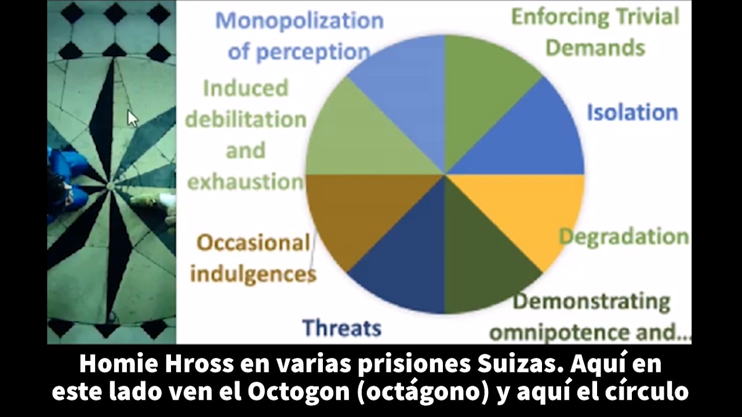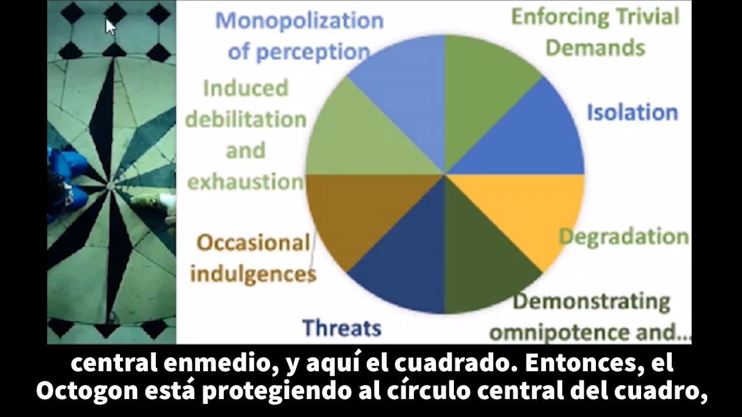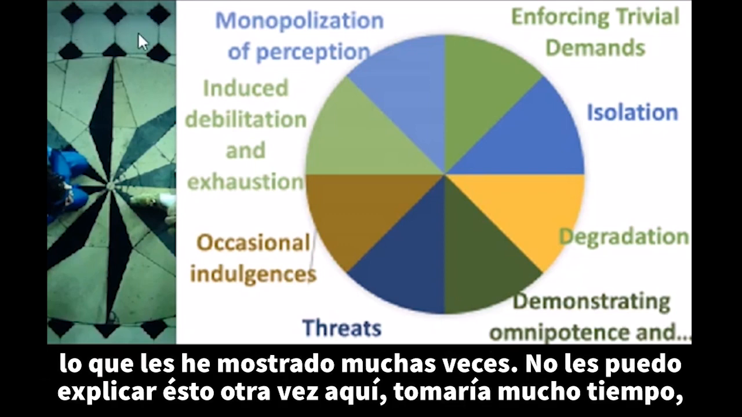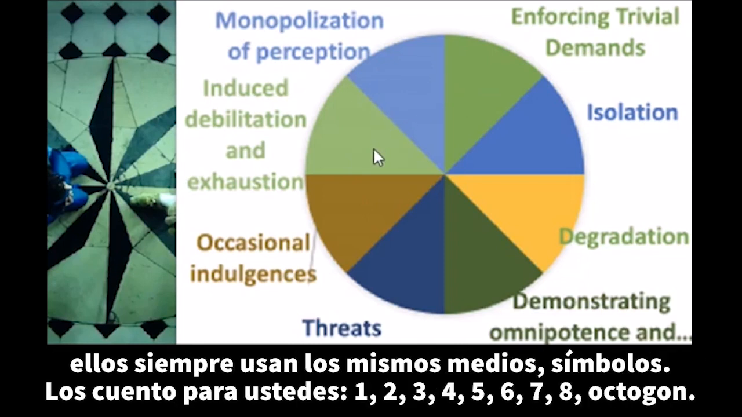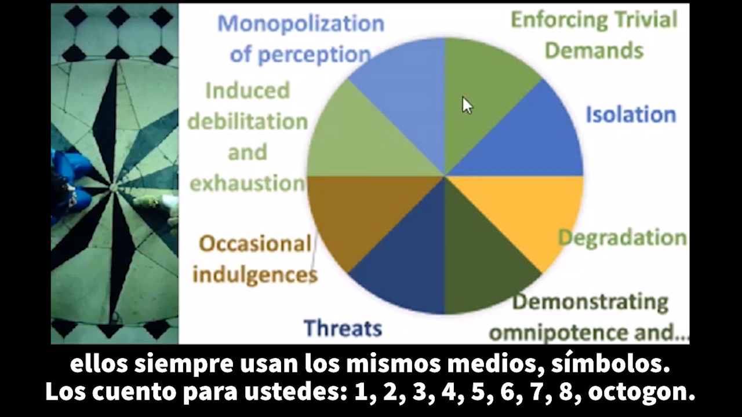So here on this side you see the octagon, and here the inner circle in the middle, and here the square. So the octagon is protecting the inner circle from the square, which I've shown you many times. I can't explain this one more time here, that will take too long. Just watch my other videos. And this here is divided into 8 parts. So this also is an octagon, because I always use the same means of symbols, you know. So I count them for you: 1, 2, 3, 4, 5, 6, 7, 8.